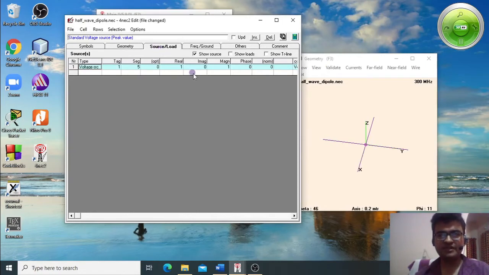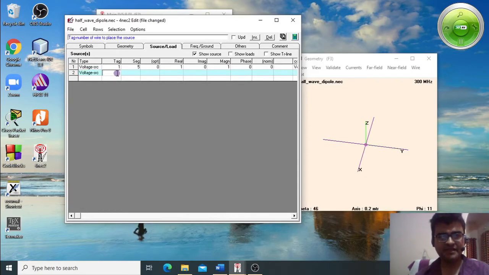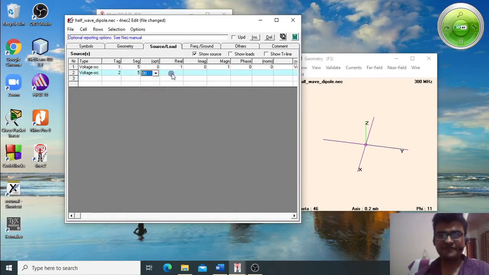We have to supply both the antennas separately, right? And we have decided that, so let's make another supply. The second antenna has to be supplied, so let's keep this as tag 2. It has to be supplied at the center, so segment will be 5. And let's keep the voltage as 1. I'll keep imaginary as 0, but I'll change the phase. Either I can change real and imaginary, or I can change phase and magnitude to change the phase of the two supplies. That would be easier for me.